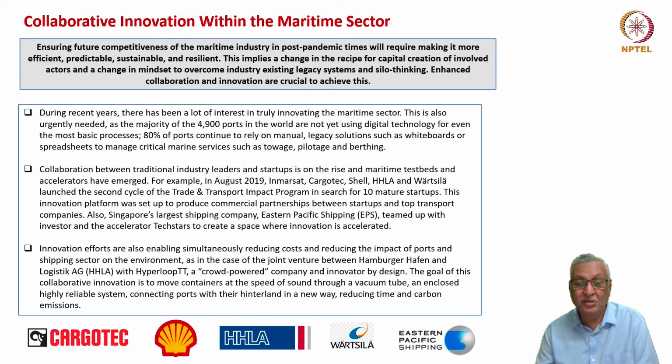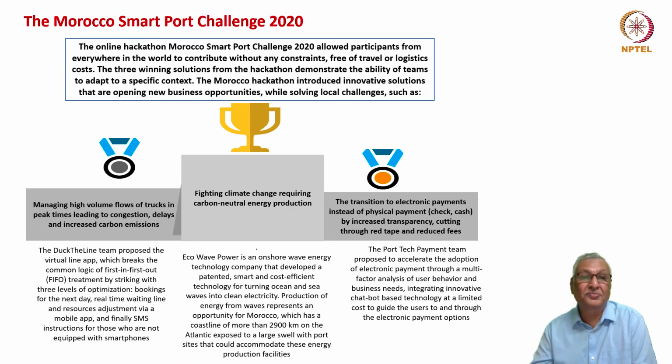A case of a joint venture between Hamburger Hafen and Hyperloop TT, a crowd-powered company and innovator by design, is an example. This collaborative innovation intends to move containers at the speed of sound through a vacuum tube, an enclosed, highly reliable system connecting ports with their hinterland in a new way, reducing time and carbon emissions. And Hyperloop has been one of the most out-of-the-box suggestions that was getting pursued by Elon Musk of Tesla.